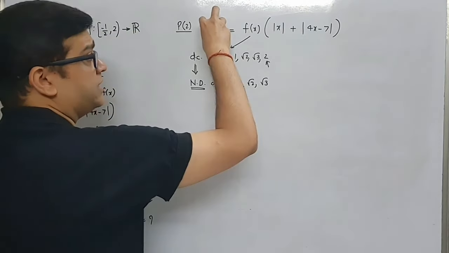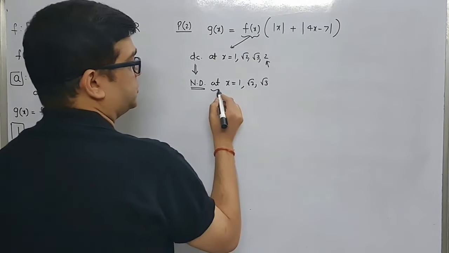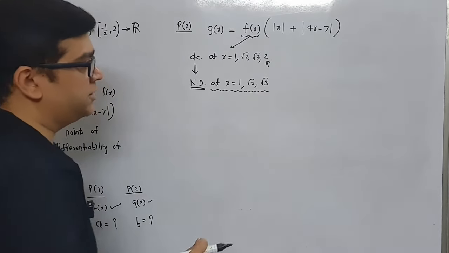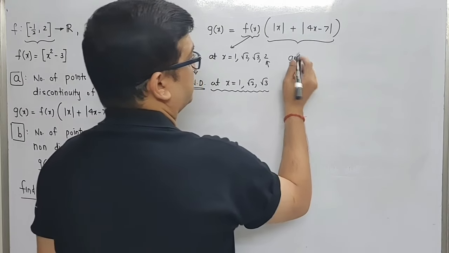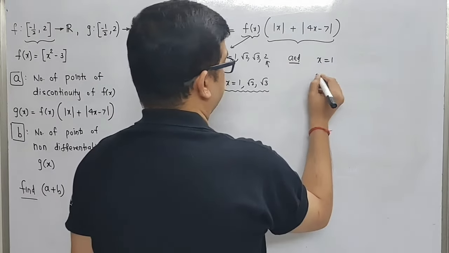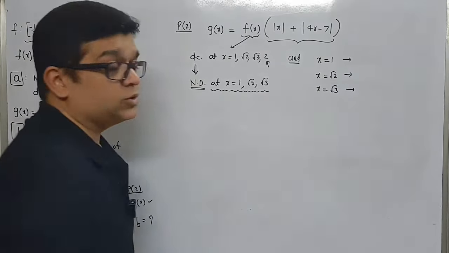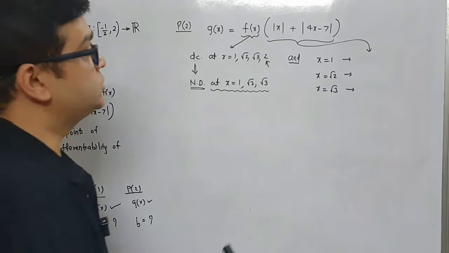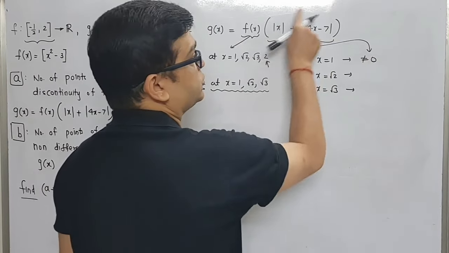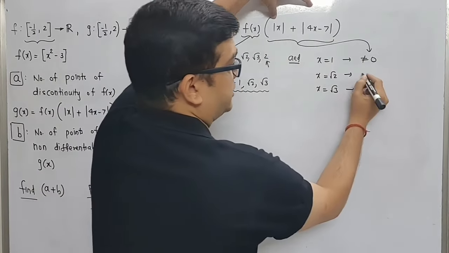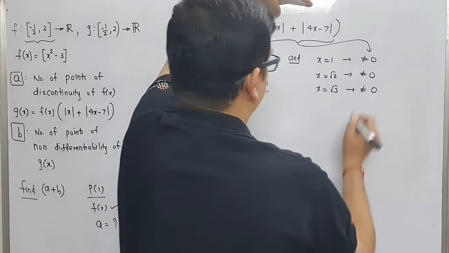So if you look at the g(x) function, it is a product of two functions. This is one function f(x) which is not differentiable at x equals to 1, root 2, root 3. And now this is the second function. Let me check the value of this second function at x equal to 1, x equal to root 2, x equal to root 3. So let us calculate and check. At x equal to 1, this function comes out to be non-zero. At x equal to root 2, when you substitute, the second function of the product is non-zero. Similarly, at x equal to root 3, this second function is non-zero.